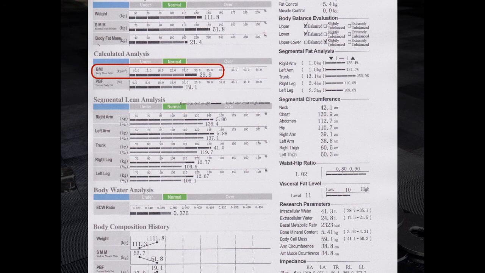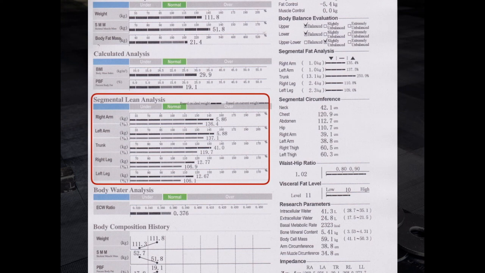PBF is your body fat as a percentage. Body fat percentage is also affected by changes in muscle mass and water content. So please note that it's not the most accurate measure to show changes in body fat. We recommend that you compare your body fat mass, which is how many kilograms of body fat that you have, to show true and accurate changes in body fat levels.